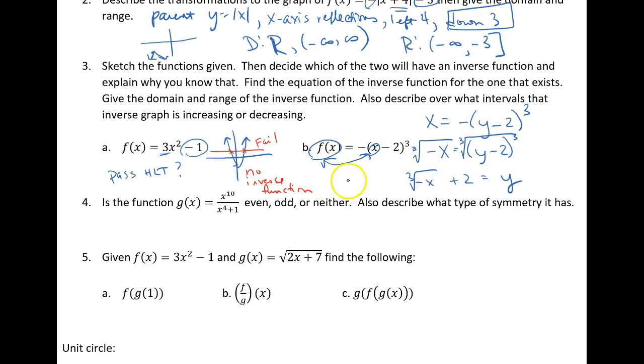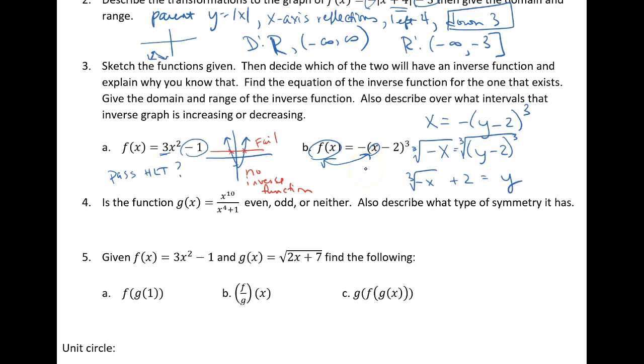And let's see, with a negative, it's going to reflect across this way. So it's going to look something like this. Okay, so if it looks something like this, it looks like it's decreasing the whole time. So that would be how I answer this question. It is decreasing for all real numbers because you noticed it was going down as you read it from left to right. That's not a huge deal.